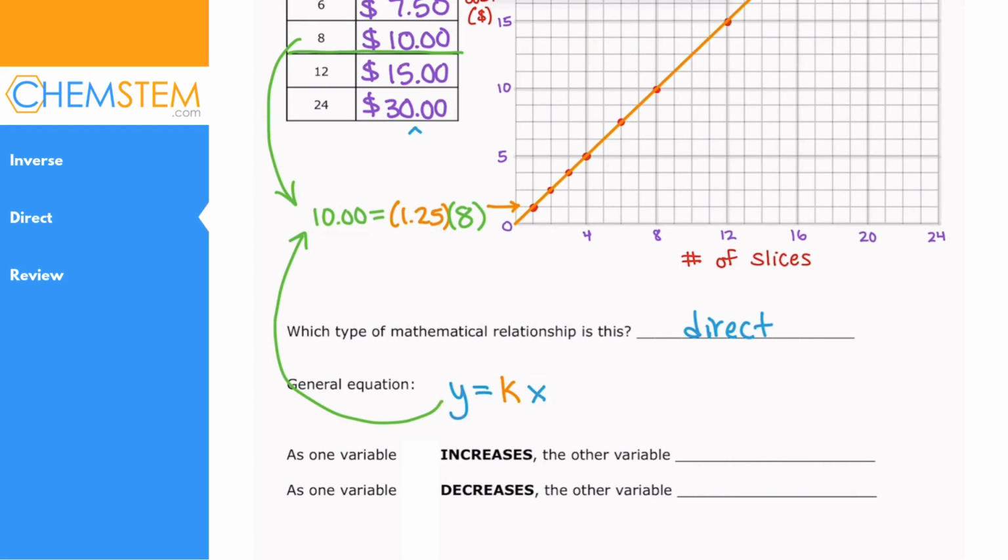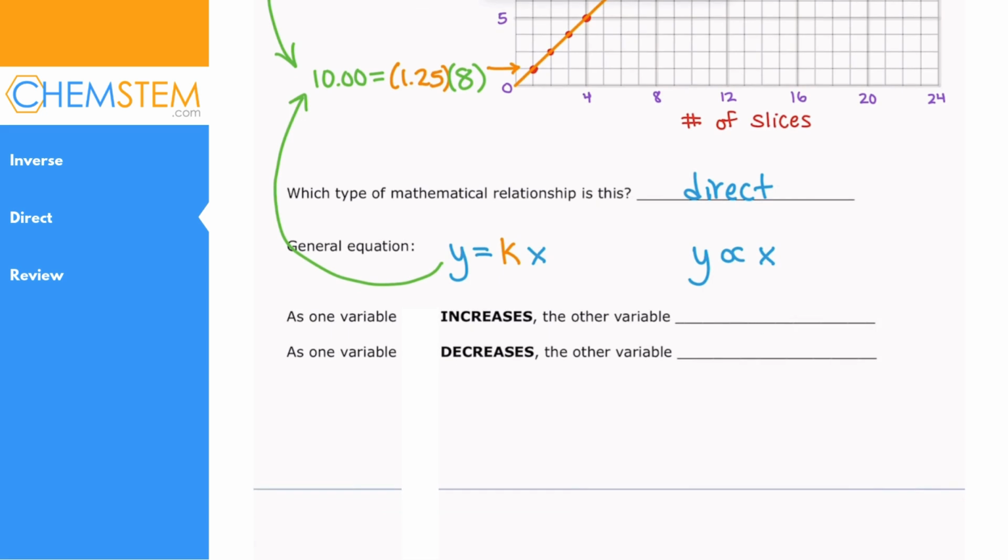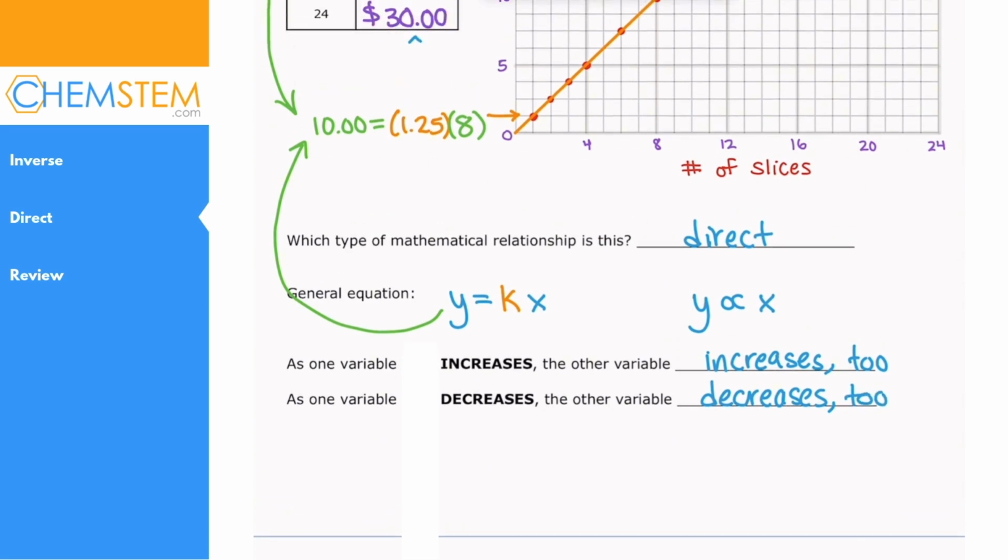Of course, there's another way you might see the relationship represented. Y is directly proportional to x. As one variable increases, the other variable increases too, or as well. And as one variable decreases, then the other one will also decrease. That's the key characteristic of a direct proportion.